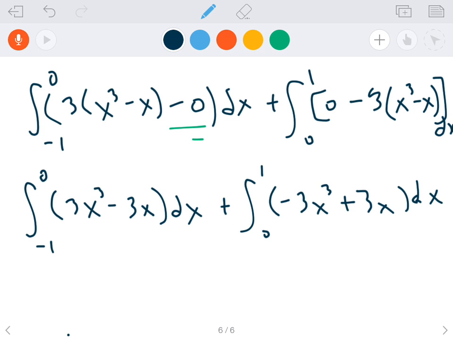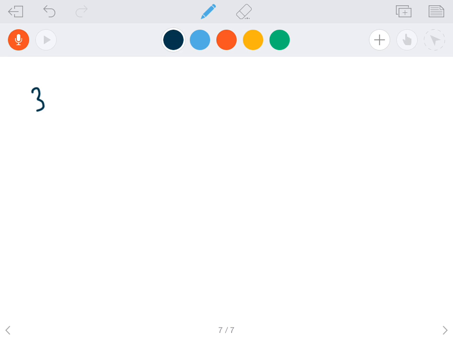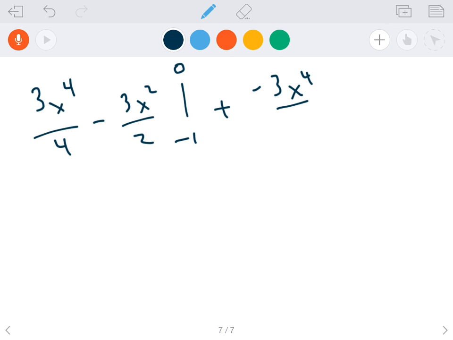Once you've set up the integrals, you're done with the hard part. You're just integrating just like we always have. When I go to integrate that, I will get 3x to the 4th over 4 minus 3x squared over 2, evaluated from -1 to 0, plus the second integral gives me negative 3x to the 4th over 4, plus 3x squared over 2 from 0 to 1. It's very tempting to try to cancel terms out at this point, but don't do it because your limits of integration are different. I've just got to go through the tedious part and evaluate it.